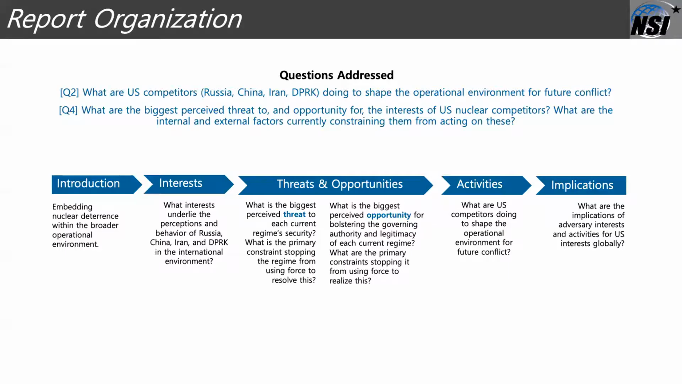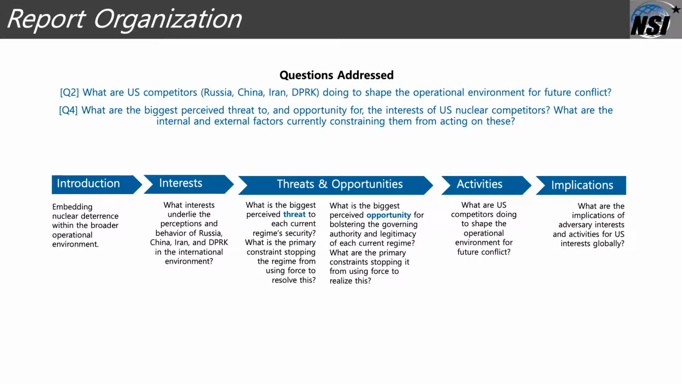Our analysis is organized around three overarching concepts: state interests, perceived threats and opportunities, and international activities. The introduction provides a brief theoretical background for each and explains how together they offer a general framework for understanding the choices and behaviors of states in the international system.